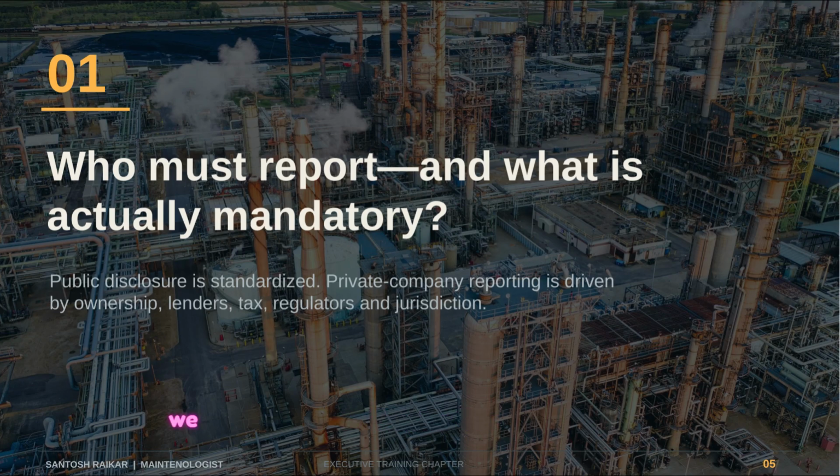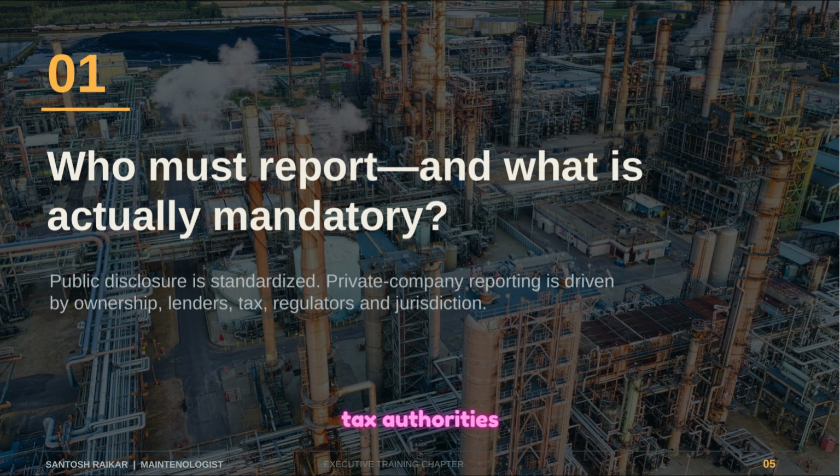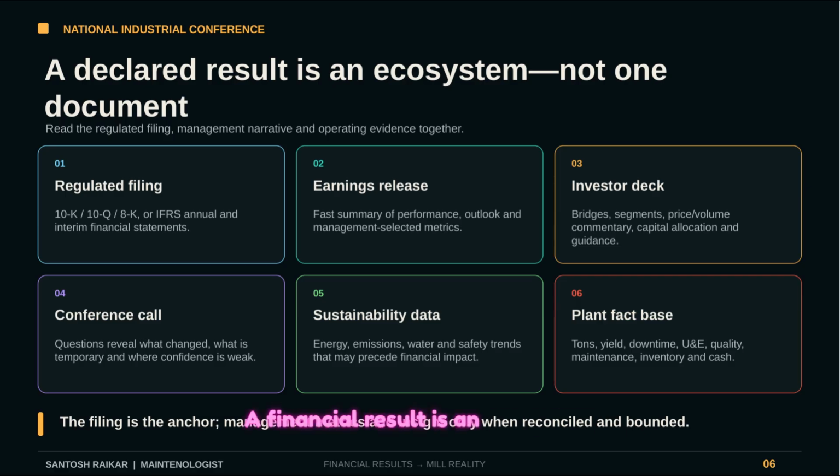In Chapter 1, we look at the who and the what of reporting. While public companies follow strict standards, private company reporting is a different world driven by lenders, tax authorities, and specific jurisdictions. A financial result is an ecosystem, not just one document. You need to read the regulated filings alongside management's narrative in the investor deck and the physical evidence on the plant floor, like yield and downtime, to get the full story.